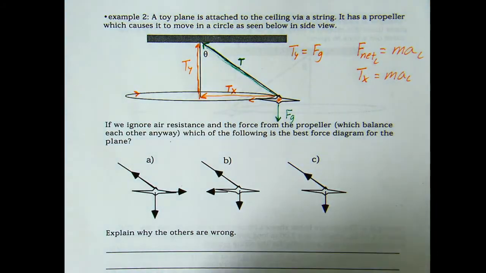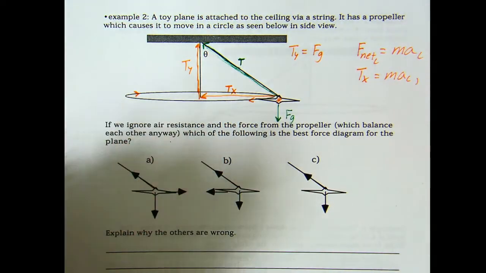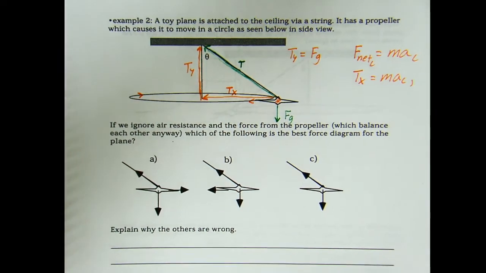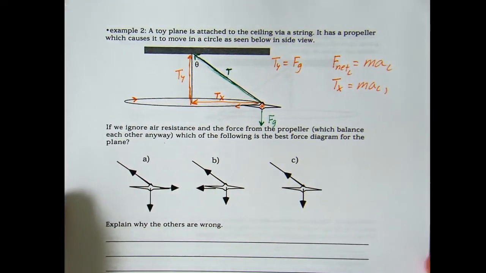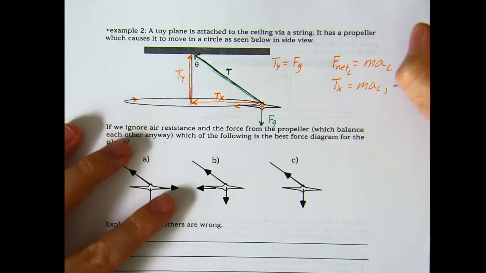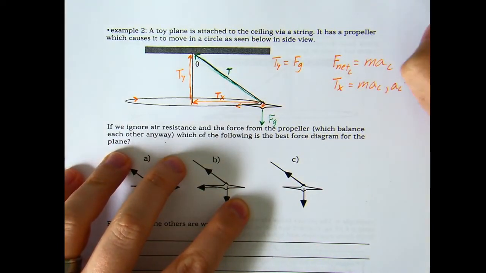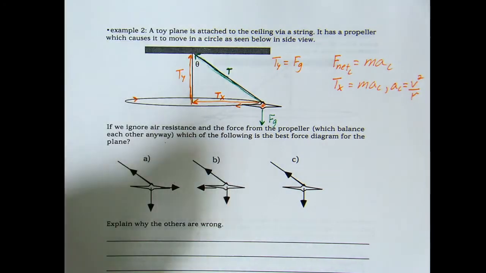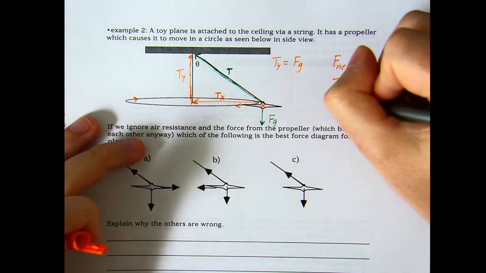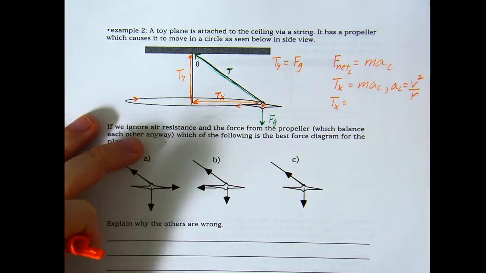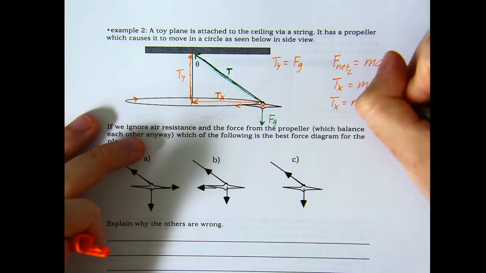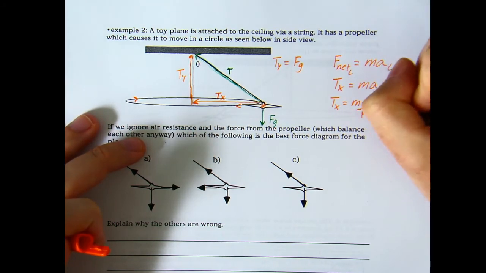But if you remember back to the first lesson, because this object's in circular motion, we have an expression. I'll zoom this out a little bit here. We have, excuse me, an expression for the acceleration. We know that for an object in circular motion, a sub c is equal to v squared over r. So we can plug that in here, and so we're going to get the tension in the x direction is equal to m v squared over r.